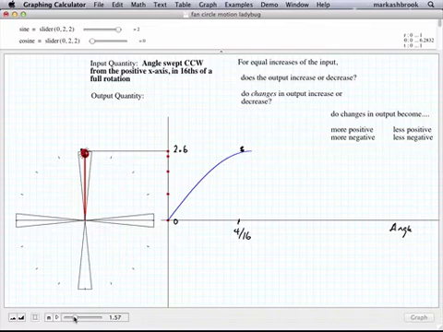Does the output, or the vertical height above the horizontal diameter, increase or decrease? What do the changes do? Do they increase or decrease? Okay, so you can work together, and I'll just spend a little time in each quadrant, and you can watch, okay? So go. You're doing part B, 4B.